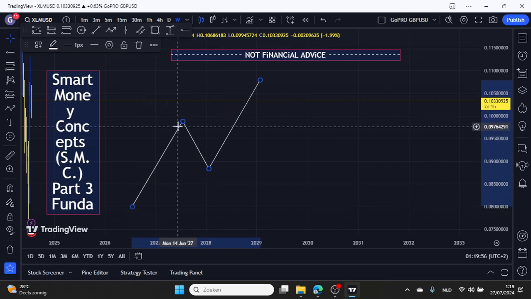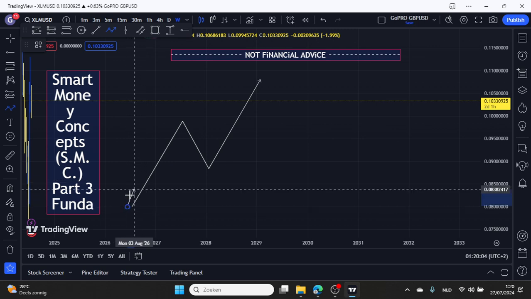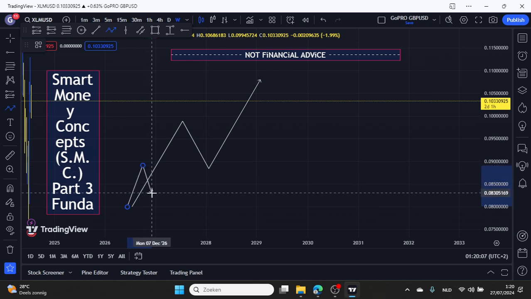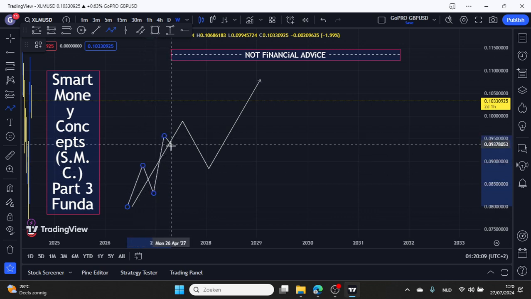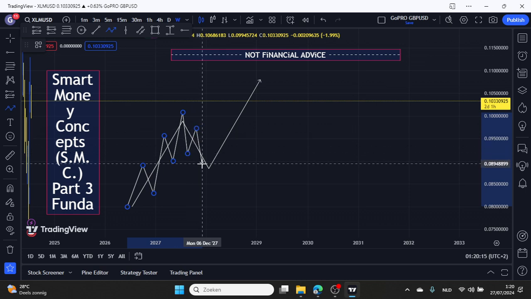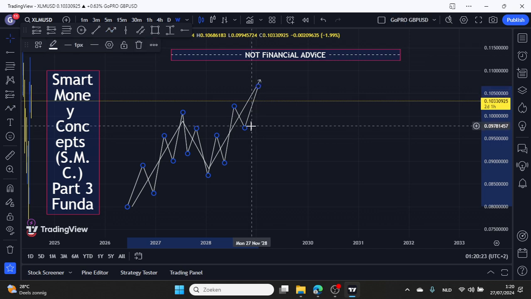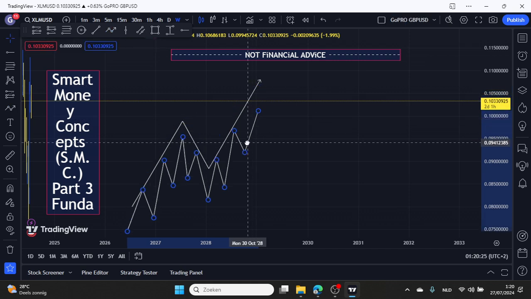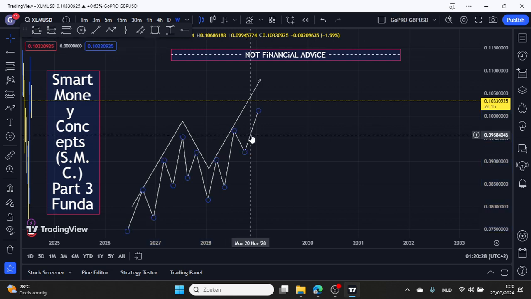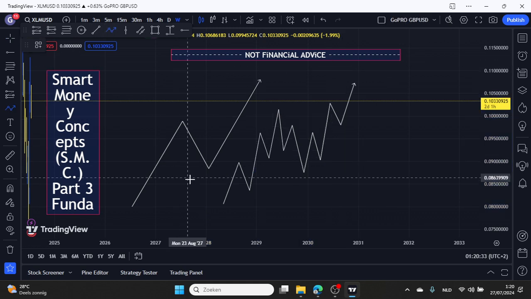Let's say this first line is the daily. The second line is the hourly. And the next, let's set this aside so you guys can see it. What I mean, these are the fractals that we first have to understand.